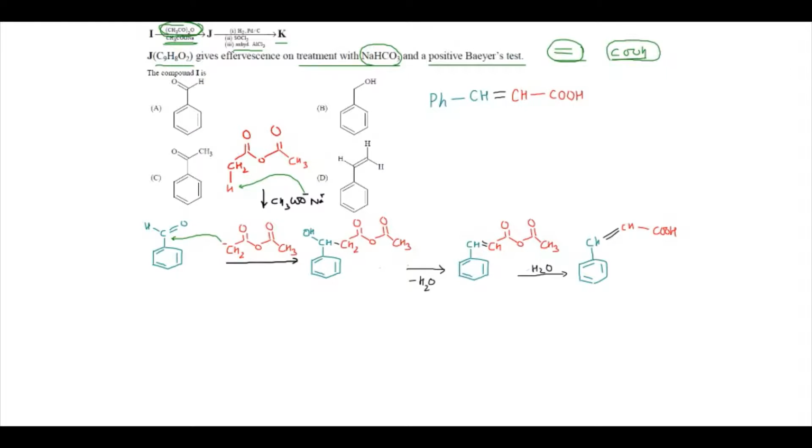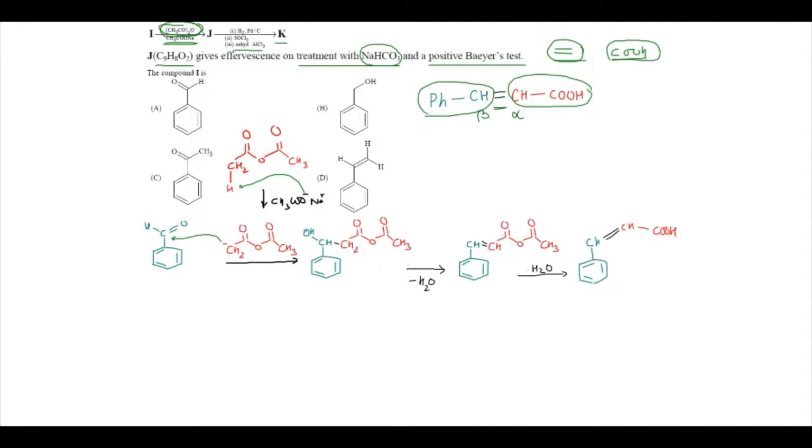This is the alpha beta unsaturated carboxylic acid, and this CH=CH double bond and OH group comes from the acetic anhydride part, and this blue part comes from the aldehyde. So, when the aldehyde reacts with acetic anhydride in presence of sodium acetate, a Perkin reaction takes place and an alpha beta unsaturated carboxylic acid is formed. So, we have to go in this manner.